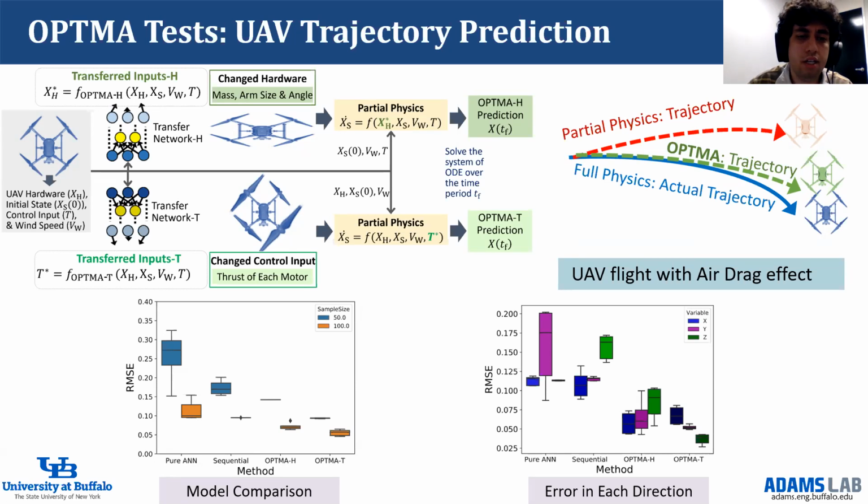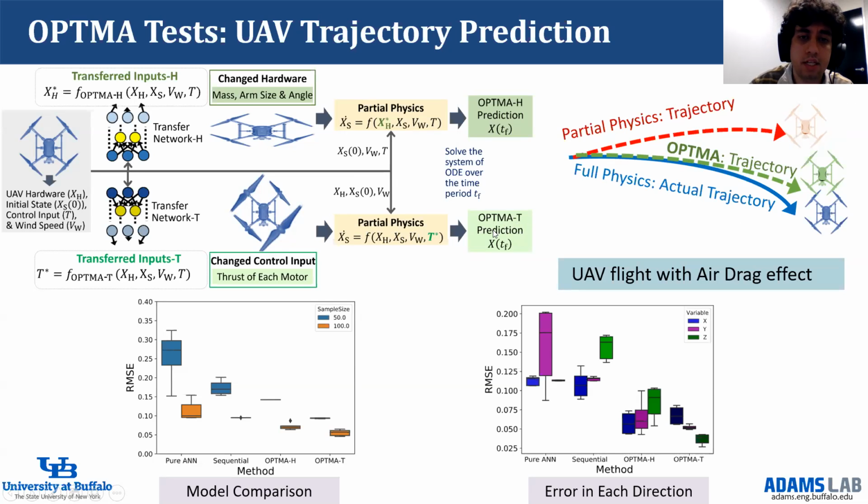The other idea is that instead of changing and deforming this UAV, we just change the thrust of each motor. So what thrust in each motor could be used so that when we see this wind that we didn't consider in our partial physics, the partial physics output generates the same prediction as the actual physics. We call this one Optima T, which is for the thrust of the motor.